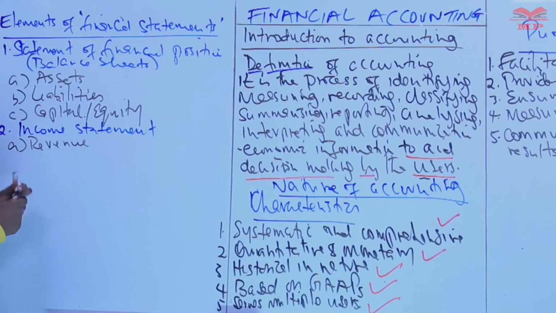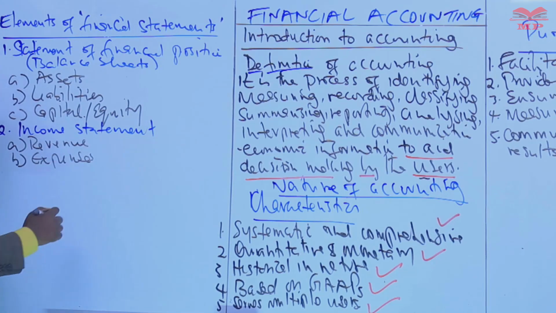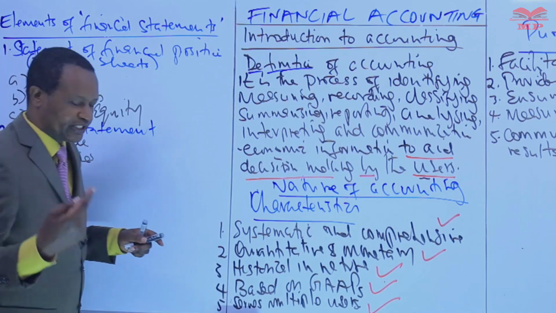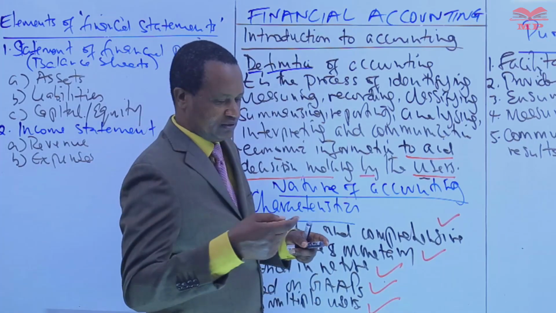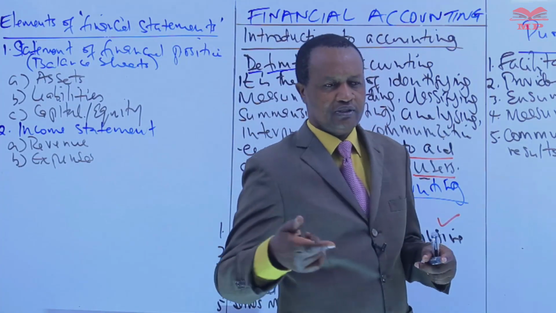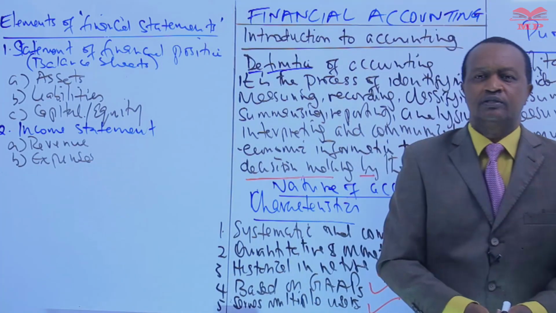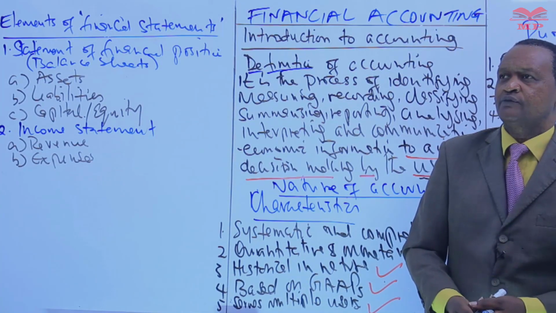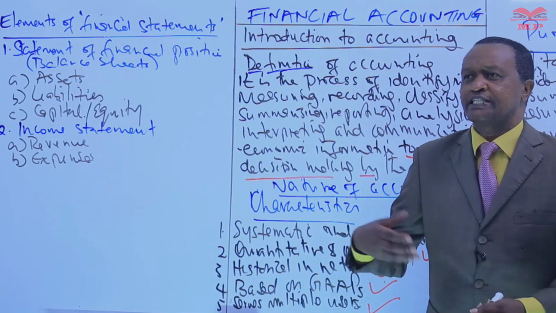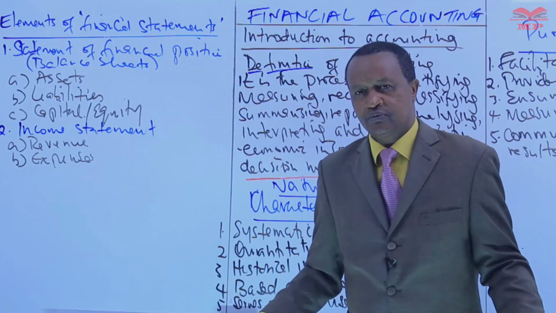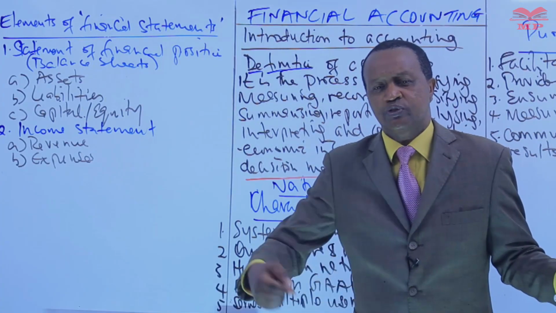Then we also have expenses as another element. Expenses are costs that are incurred in the process of generating revenue. For example, rent, salary, stationery, advertising, cost of goods sold, and so on. Delivery costs, transport costs, internet costs, telephone costs, water, electricity, name them. Those are costs that are incurred in the process of generating income.